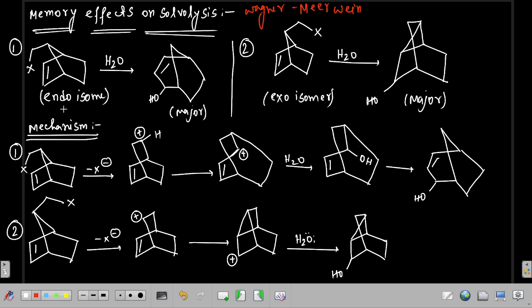Here this is the endo isomer because this halide is towards the double bond. That's why it is the endo isomer, and this halide is away from the alkene. That's why it is the exo isomer. Now in the presence of water, it gives this product as a major, and this is an allylic alcohol.